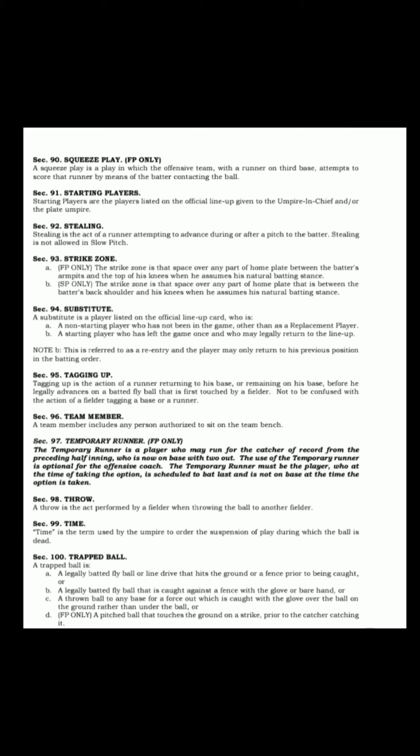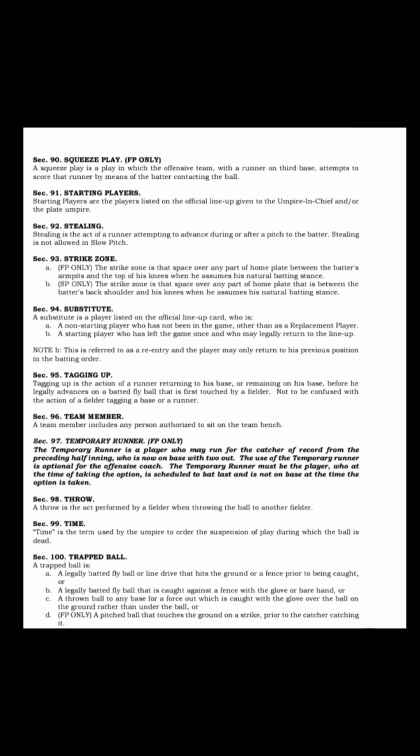Section 94, substitute. A substitute is a player listed on the official lineup card. Section 95, tagging up. Tagging up is the action of a runner returning to the base or remaining on his base before he legally advances on a batted fly ball, after the first touch by a fielder. Section 96, team member. A team member includes any person authorized to sit on the team bench.